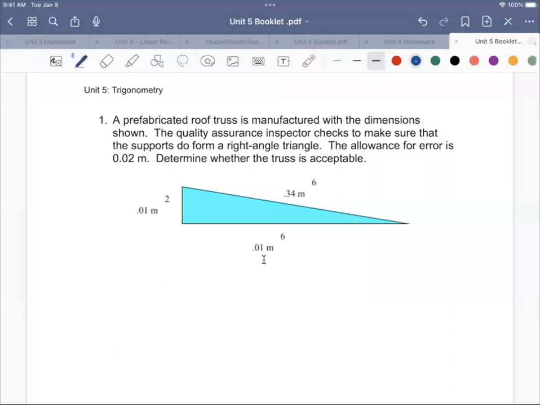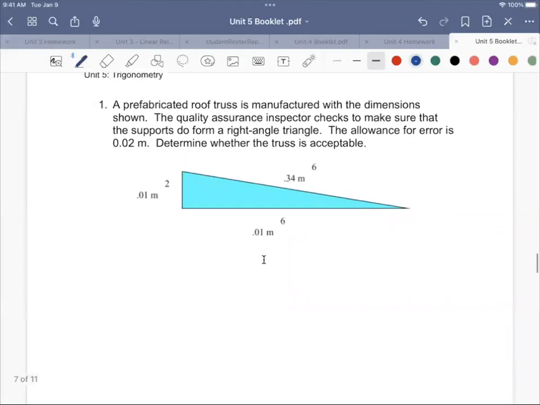In the case of construction, manufacturing, anything like that, if you do not have a perfectly right angle triangle and your error is outside of the allowance that's given to you, that is where buildings collapse. So they try to make sure that you stay within that range. So if I take a look here, this is supposed to be a 2 and a 6. And this is supposed to be 6.34. My apologies about that. Don't know why those didn't appear.